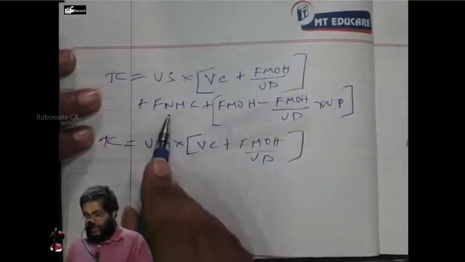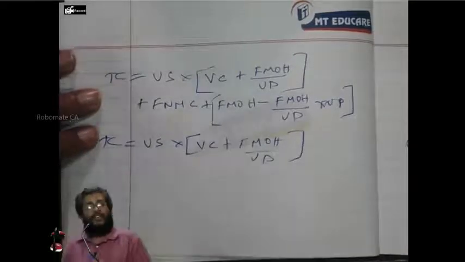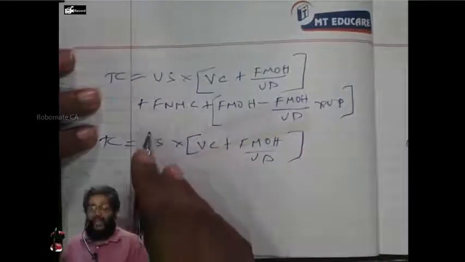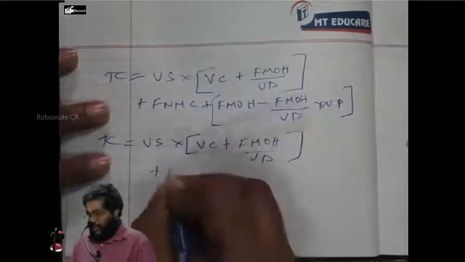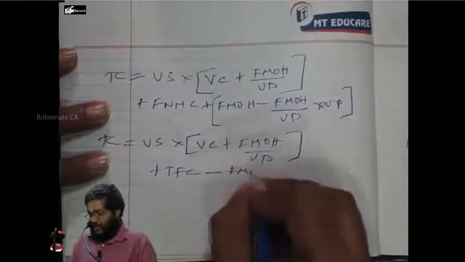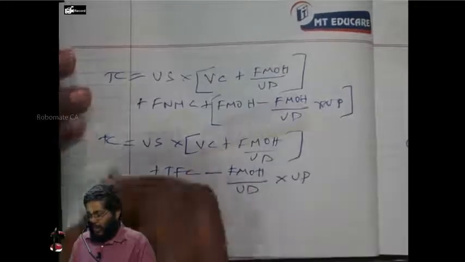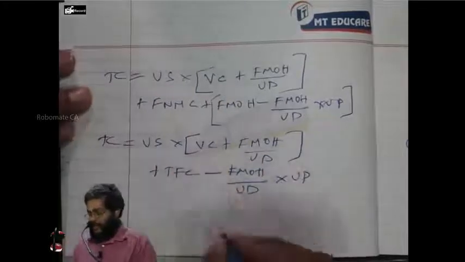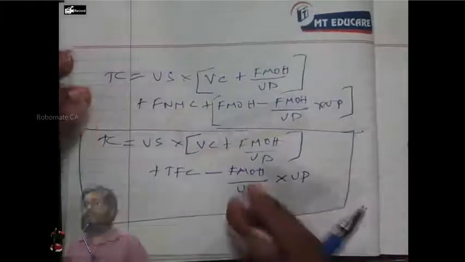Now tell me. Fixed non-manufacturing cost plus fixed manufacturing cost gives you total fixed cost. Fixed non-manufacturing, or fixed administration and selling, and then what? Fixed manufacturing, that addition gives you what? Total fixed cost. Now this is what? Minus FMOH divided by UD into UP. Now this can be asked as a sum. The total cost under the absorption costing system is the way of calculating. Respond. Are you all following the total cost calculation or not?